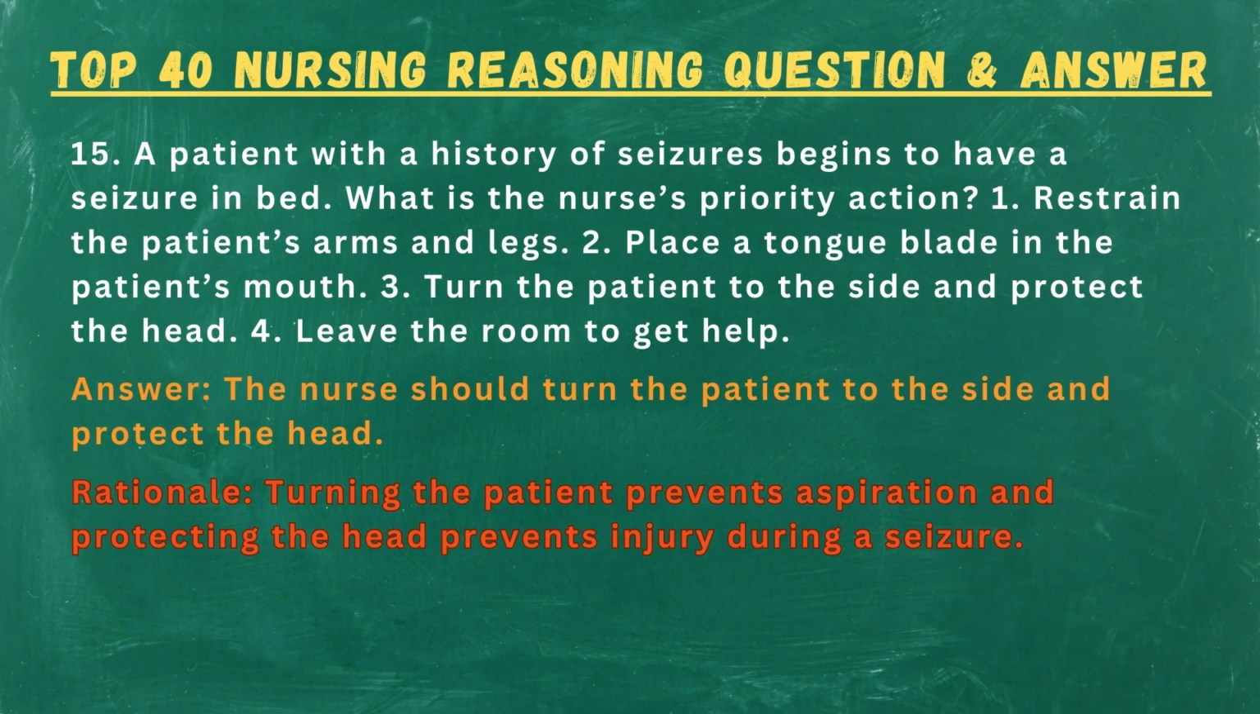15. A patient with a history of seizures begins to have a seizure in bed. What is the nurse's priority action? 1. Restrain the patient's arms and legs. 2. Place a tongue blade in the patient's mouth. 3. Turn the patient to the side and protect the head. 4. Leave the room to get help. Answer. The nurse should turn the patient to the side and protect the head. Rationale. Turning the patient prevents aspiration, and protecting the head prevents injury during a seizure.